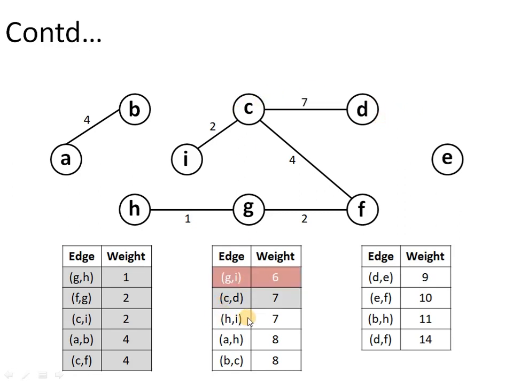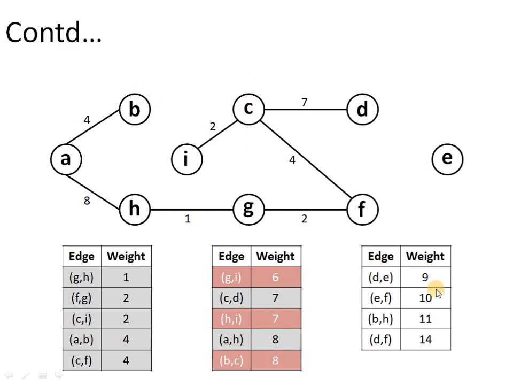Now we have HI. Again H and I both belong to the same tree. So we will not keep it. On the other hand, next edge is AH. We can keep this edge. AH it will be there. Then we have BC. So again B and C both belong to the same tree. So we will not keep BC.